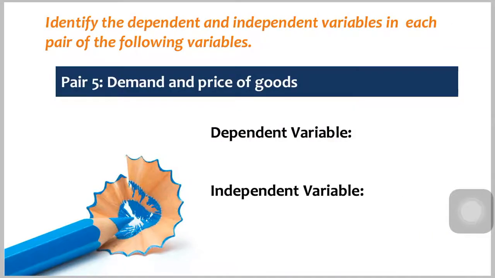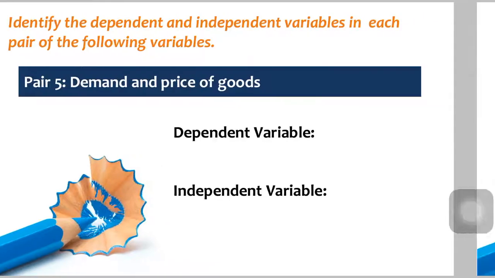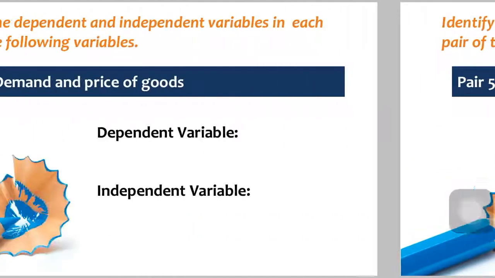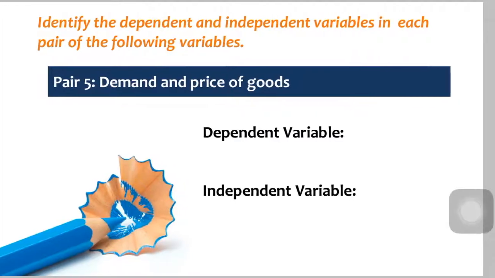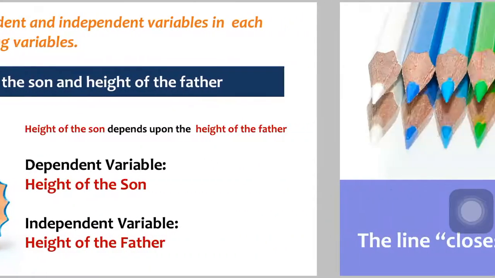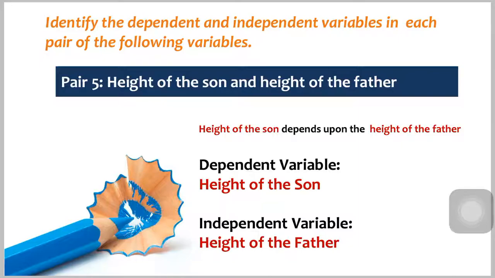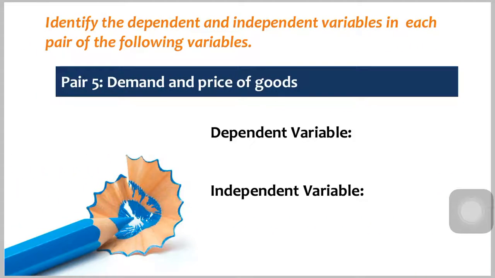Let's have the last one. Demand and price of goods. This can be rephrased as... I have changed the answer. This should be rephrased as the price of goods depends upon the demand. So the price of goods is our dependent variable, while demand is the independent variable.